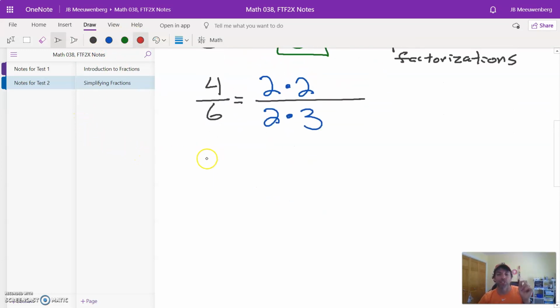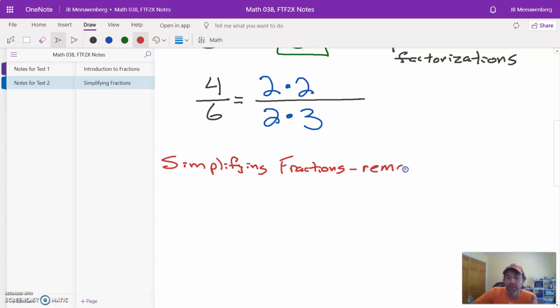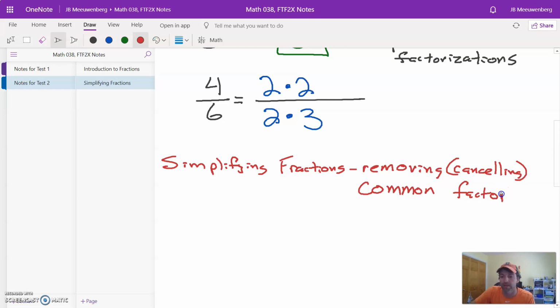Simplifying fractions, I'm going to write this down, this is important. Simplifying fractions really means removing or canceling common factors. Ooh, there's that word again. Common factors. Simplifying fractions means removing or canceling common factors.